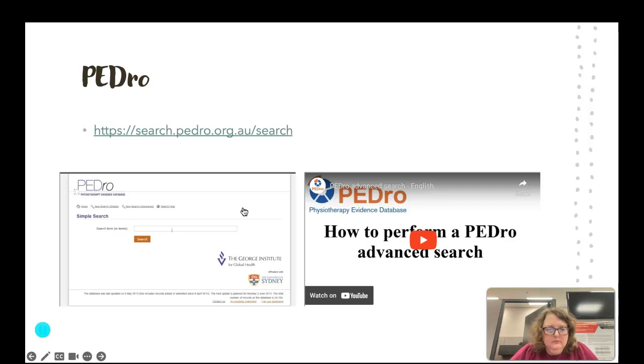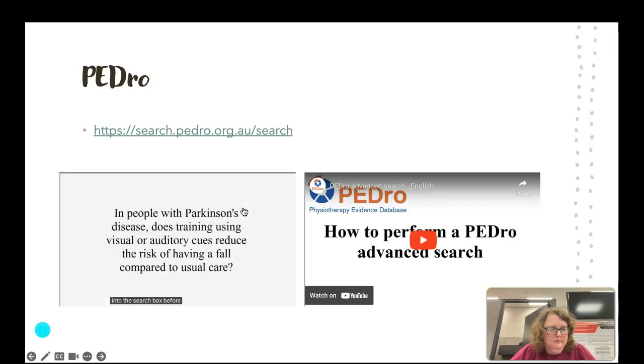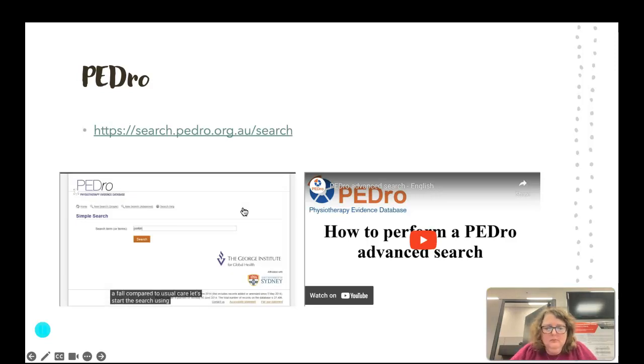Generally, it is most efficient to type 2 or 3 words into the search box. Before starting your search, it is best to think about the question you are asking, as this will help you choose the best search terms. We will use this clinical question to demonstrate how to do a simple PEDRO search. In people with Parkinson's disease, does training using visual or auditory cues reduce the risk of having a fall compared to usual care? Let's start the search using one component from our clinical question.